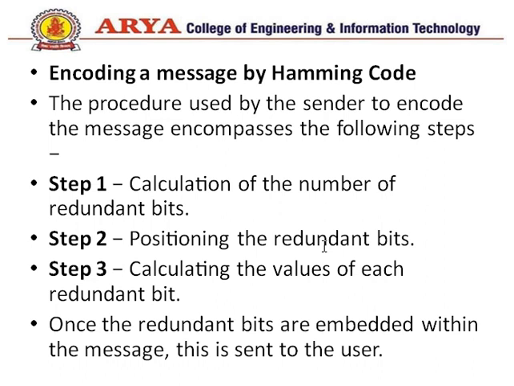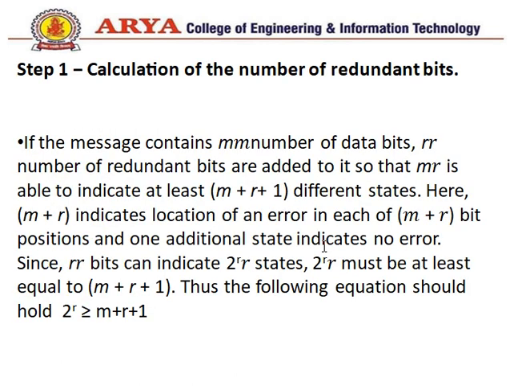The procedure used by the sender to encode the message encompasses the following steps. Step 1: calculation of the number of redundant bits. Second, positioning the redundant bits. Third, calculating the values of each redundant bit. Once the redundant bits are embedded within the message, it is sent to the receiver.